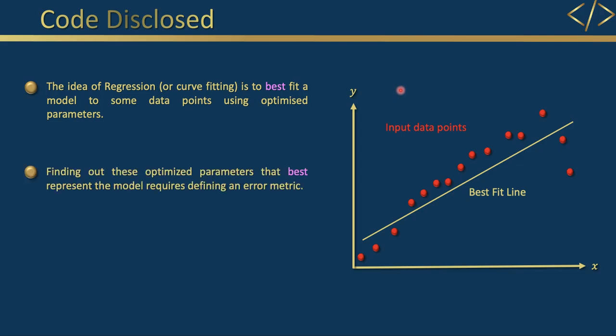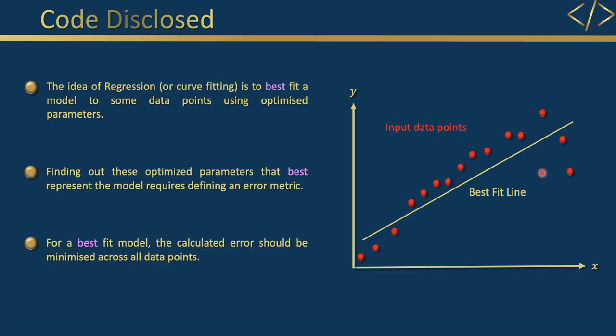Finding these optimized parameters that best represent the model, which in our case is the line, requires an error metric. If we manage to calculate this error and minimize it across all data points, then we can say the model I've picked is the best fit for the data points I have. The question is what kind of error metrics we could use and how we minimize this error.